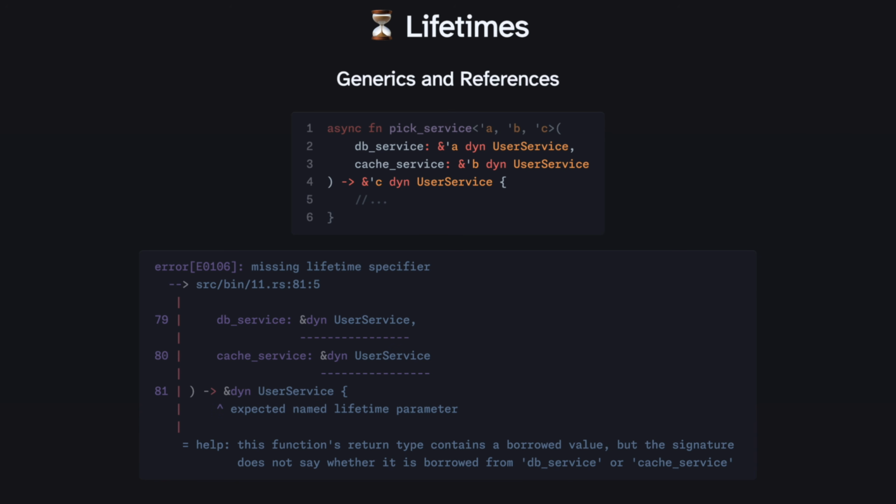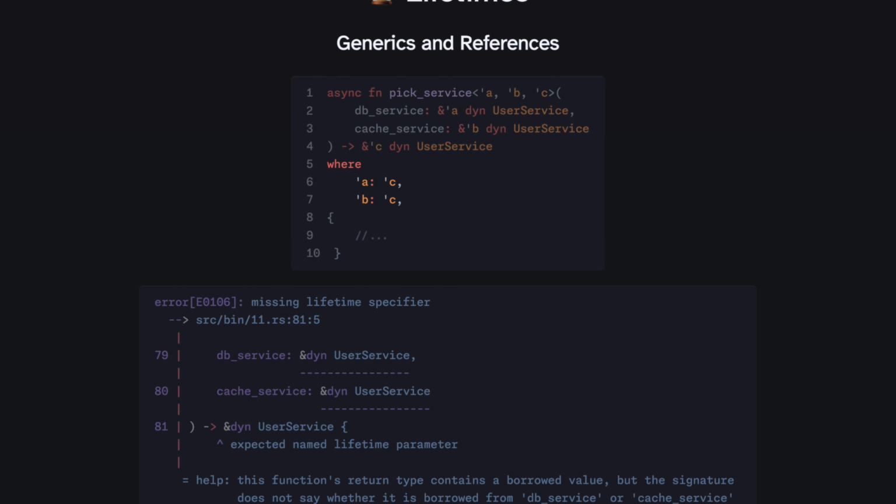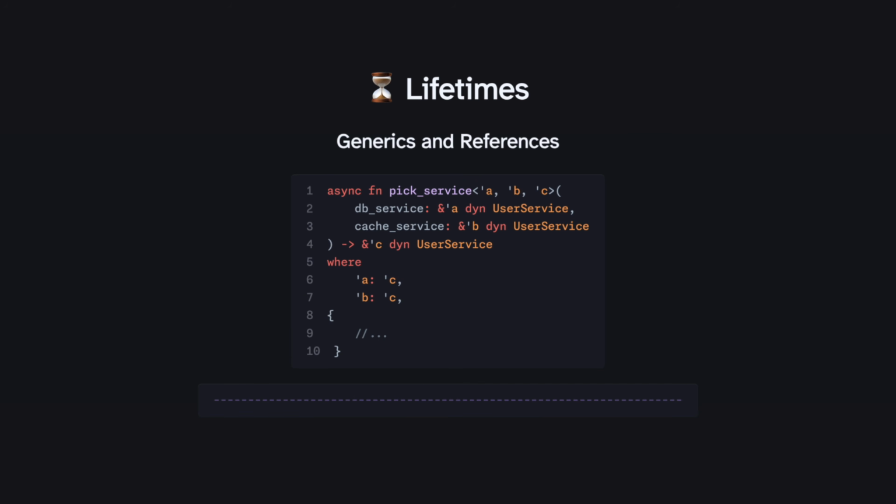One way we can define a relationship is by adding a where clause with lifetime bounds. This code is saying that the lifetime of A and B must both live at least as long as lifetime C. Or to say it another way, lifetime C is not allowed to outlive lifetime A or B. This makes sense because this function might return either input. Since we don't know which one ahead of time, the returned reference must be valid for both cases, so it cannot live longer than either input. Our code now compiles. That's pretty good, but it can be improved.